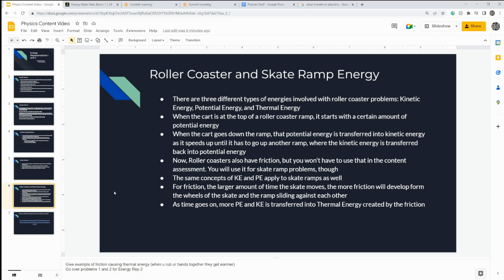So it's going to slow down, right? If there's no friction, let's say you had a U-shaped ramp, the skateboard would go up and down each side without stopping. Because of the friction, it slows down over time and it'll come to a complete stop. And as time goes on, more potential energy and kinetic energy is transferred into thermal energy created by the friction. So total energy still stays the same. It's just the potential and kinetic energy is being transferred into thermal energy.